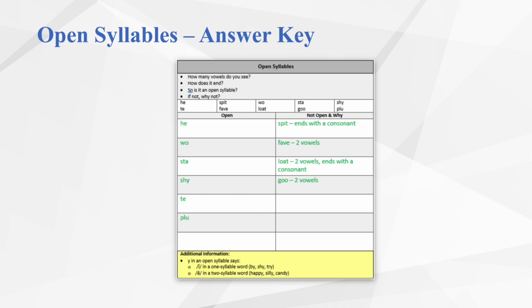Then we can look at the ones that are not open. We've already talked about spit. F-A-V-E has how many vowels? It has two, doesn't it? So it's not open. L-O-A-T has how many vowels? It has two, and it ends with a consonant, so it's clearly not open. And G-O-O has how many vowels? Two.